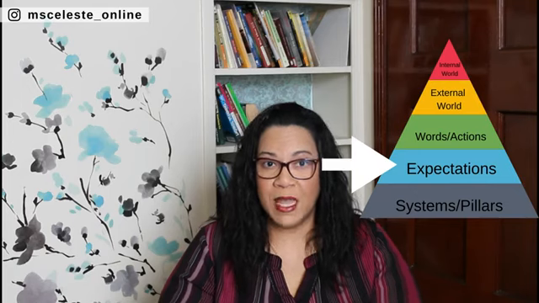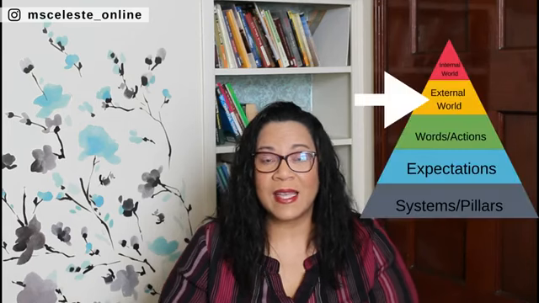The bottom of the layers is their systems, or your classroom management pillars. Next is the expectations, which is basically whatever it is you are asking them to do. Does it match with them developmentally? Is it something that they are able to do? So basically, does your idea about what they can do or should do match? Then we have our words and actions. The next thing we have is the child's external world. And finally, we have the child's internal world.